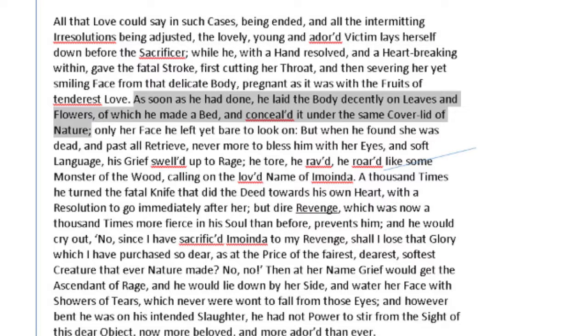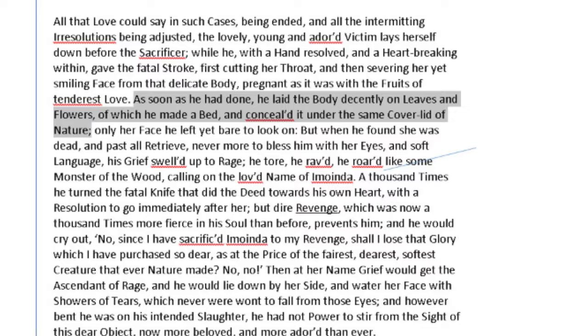As soon as he had done, he laid the body decently on leaves and flowers, of which he made a bed. What's throwing me here is the use of capitalisation. When I first started reading it, I thought maybe there was a character called Love and then a character called Casey, because they're capitalised, but obviously this is just reflective of the time in which the text was created. So let's try and ignore that.